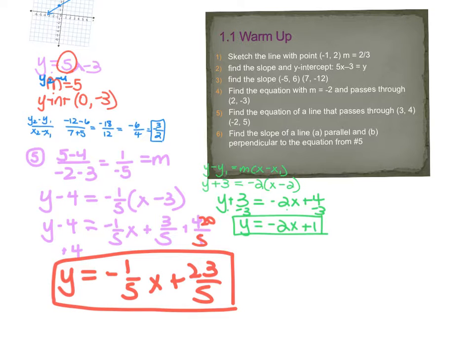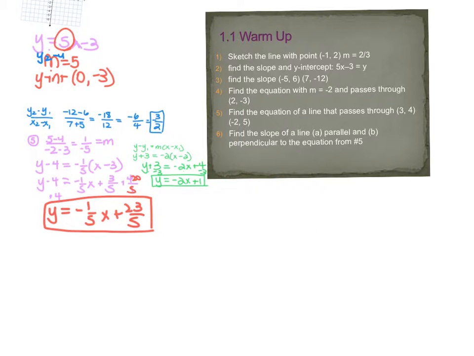Yep, Emily. If the negative is with the 1 or out front or with the 5, doesn't matter, as long as you can't have 2 negatives because it makes a positive. Yeah. All right, number 6 says find the slope of a line that is A parallel and B perpendicular to the equation from 5. So what is the slope from that equation?